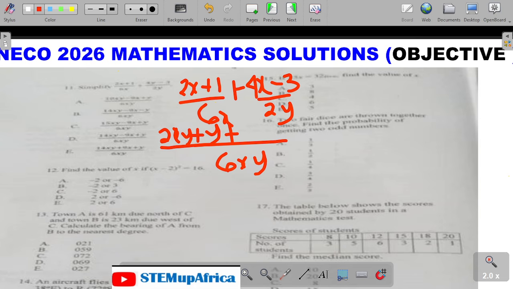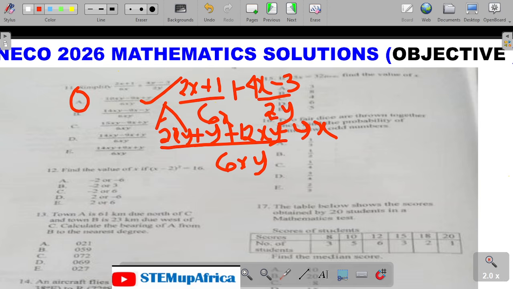I'm left with 3x times this, which will give you 12x squared minus 9x. So what is our answer? So 12xy, so I'm having 14xy minus 9x plus y over 6xy. It's not clear here. So I will go with, it's not clear. Let's go with number A.